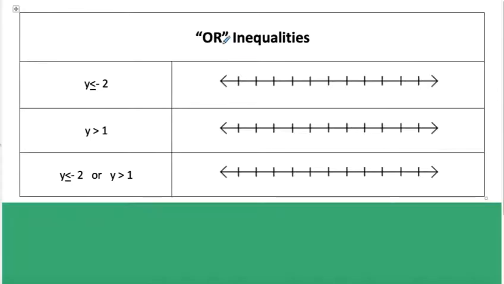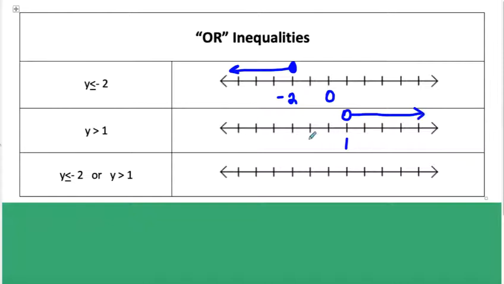Now let's look at or inequalities. The or means one has to be true or the other has to be true. If I were to ask you to graph y is less than -2, you'd probably put -2 on your number line, put a closed circle, and have everything less than that. If I asked you for y is greater than 1, you'd put 1 on your number line, open circle, and you'd have that.